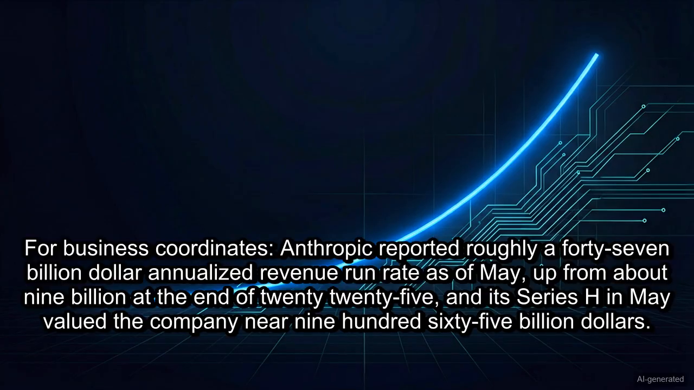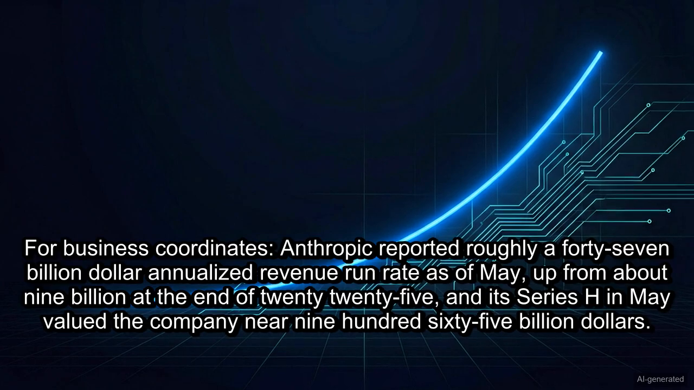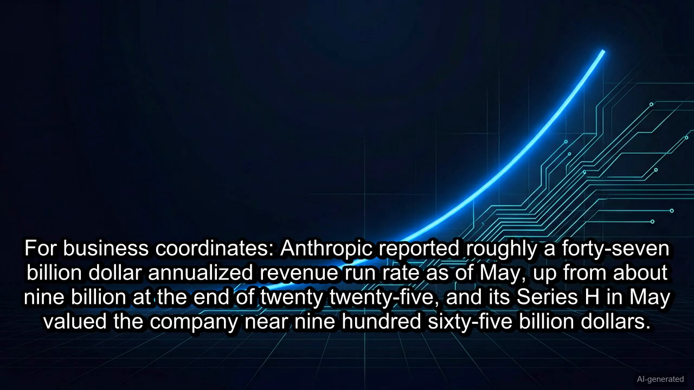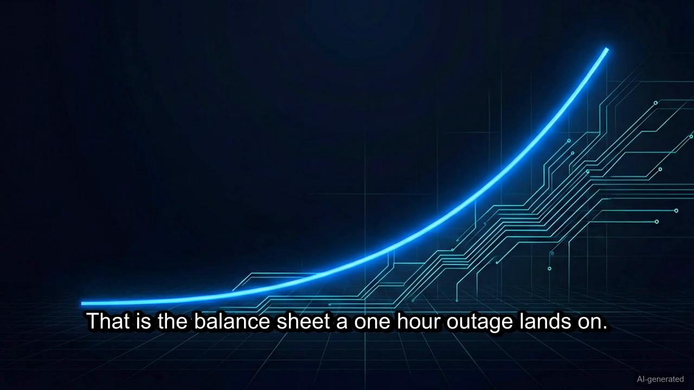For business coordinates, Anthropic reported roughly a $47 billion annualized revenue run rate as of May, up from about $9 billion at the end of 2025, and its Series H in May valued the company near $965 billion. That is the balance sheet a 1-hour outage lands on.